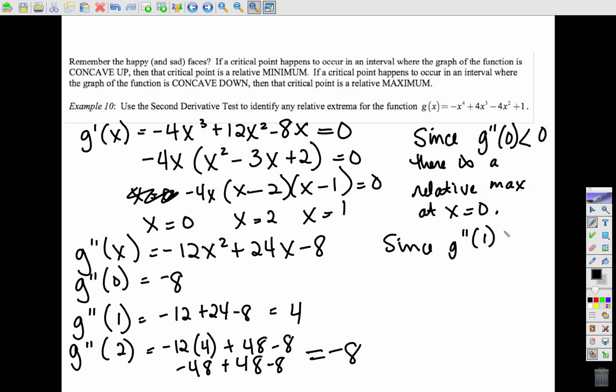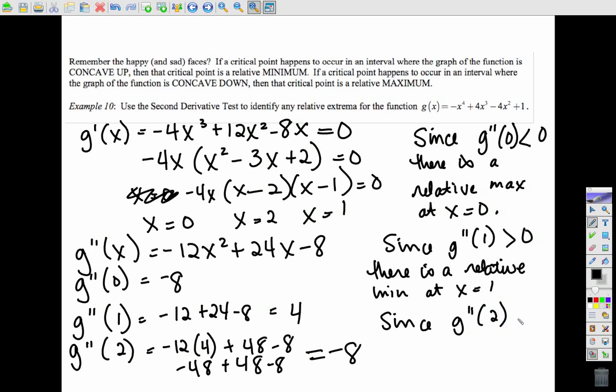And then since g double prime of 1 is greater than 0, there is a relative minimum at x equals 1. And lastly, since g double prime of 2 is less than 0, there is a relative max at x equals 2.